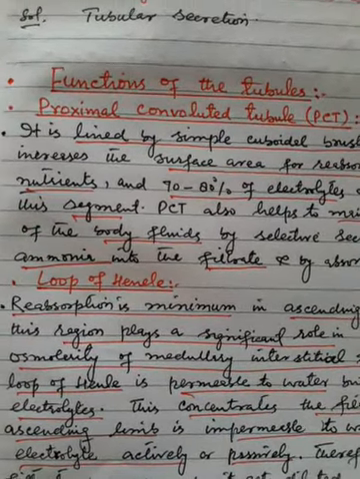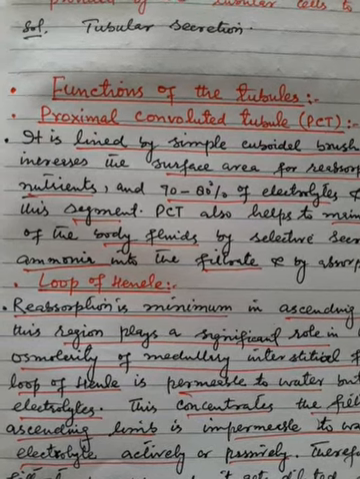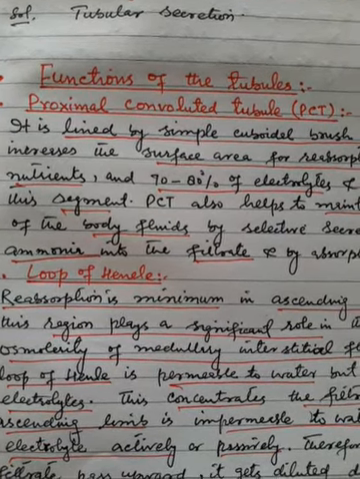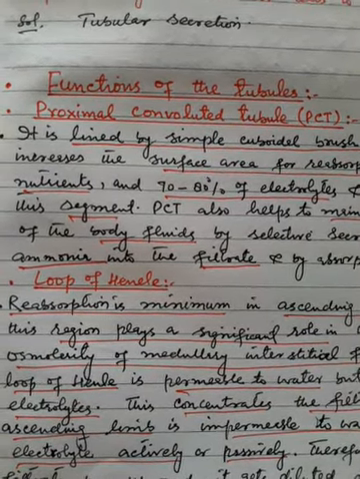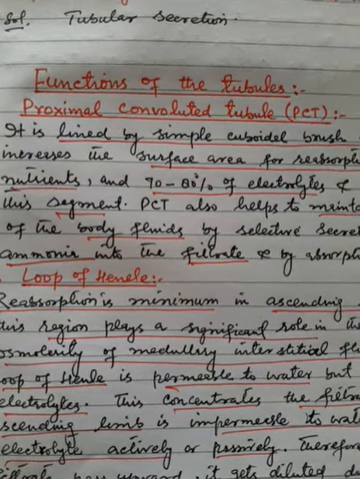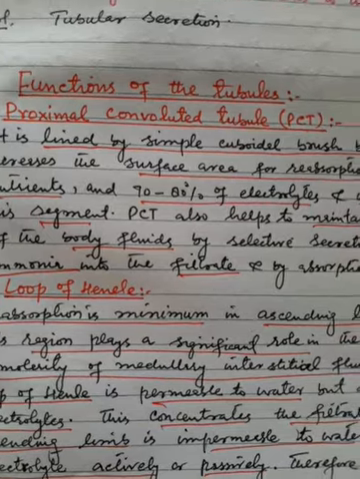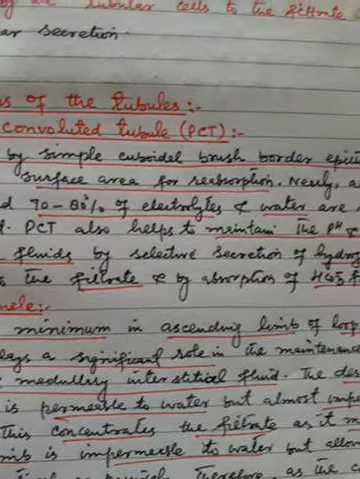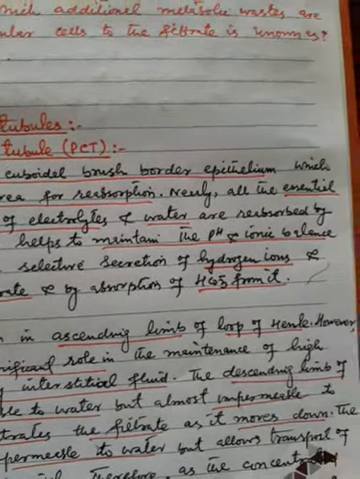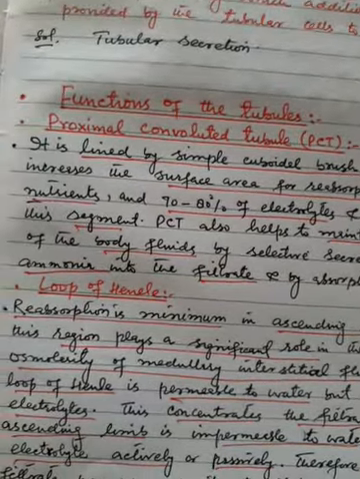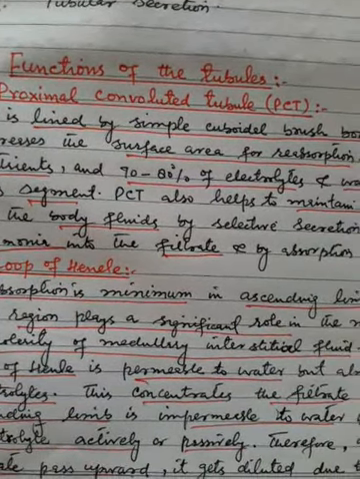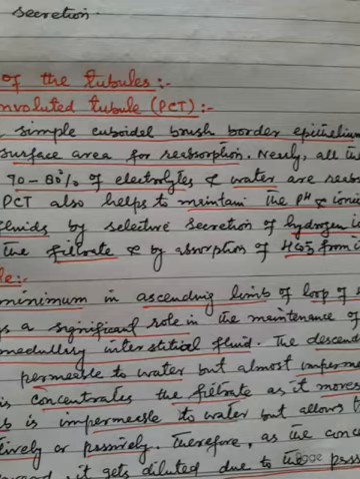Today's offline class is about functions of the tubules. First we have the proximal convoluted tubule, PCT. It is lined by simple cuboidal brush border epithelium, which increases the surface area for reabsorption.